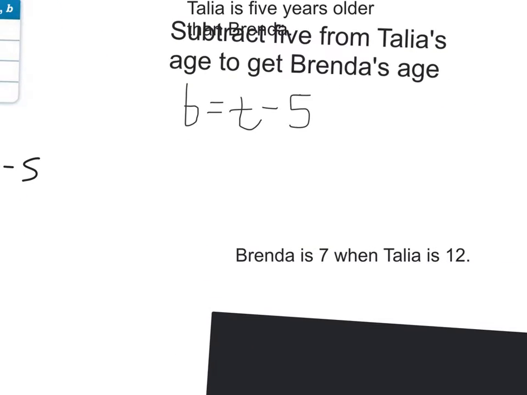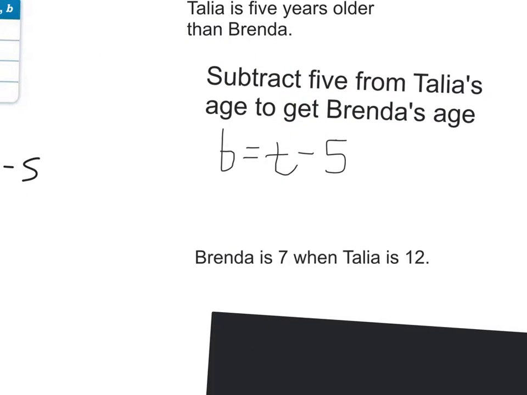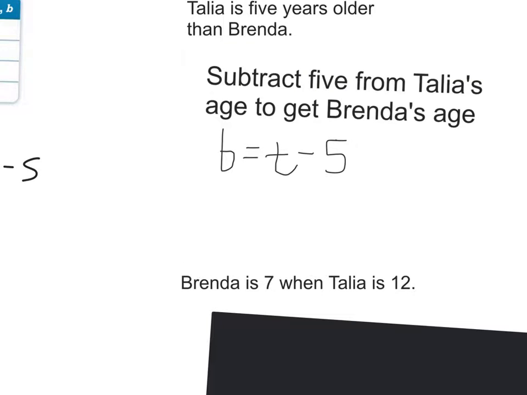And then finally, we could work this out and figure out that Brenda would be 7 when Talia is 12. You didn't have to necessarily have your equation in order to figure this out, but if you did have an equation, you could substitute a 12 in place of T, and then 12 minus 5 would be 7.